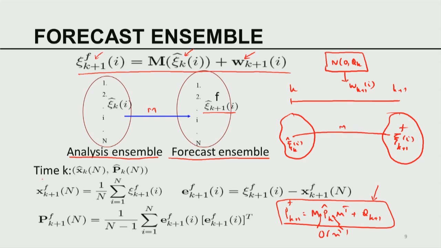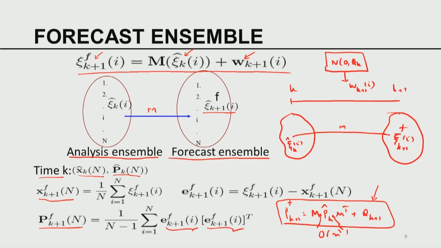So at time k, I am given the analysis mean, the analysis covariance, and the ensemble itself. Once I have the ensemble, I can compute these quantities. I now run this analysis ensemble through the model and create the forecast ensemble. Once I have created the forecast ensemble, I can compute the forecast mean and the forecast covariance. This is what I was trying to tell you.